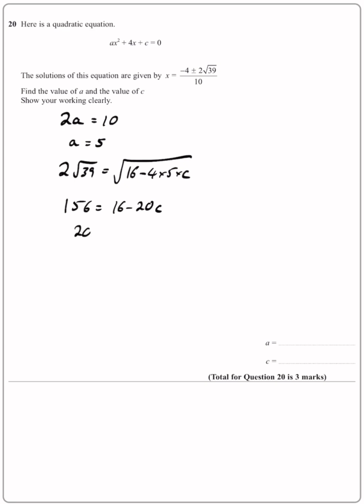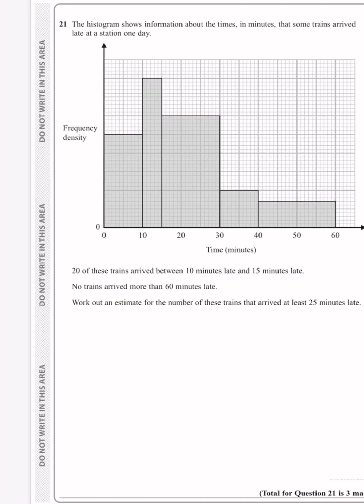Square both sides, 156 equals 16 minus 20c. Bring the 20c onto the left, the 156 onto the right. We get 20c equals minus 140, therefore c is equal to negative 7. A is 5, c is negative 7.